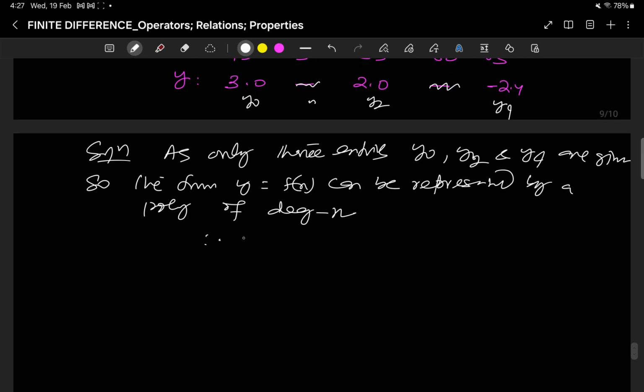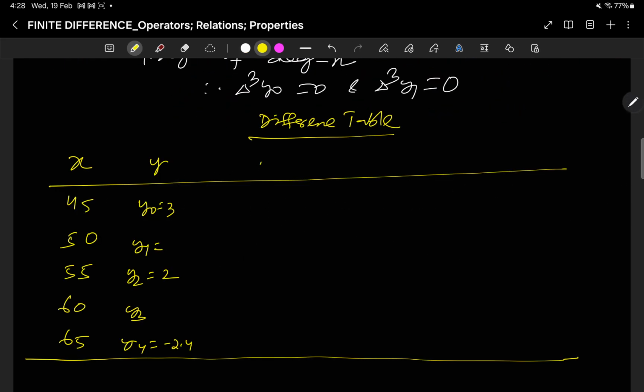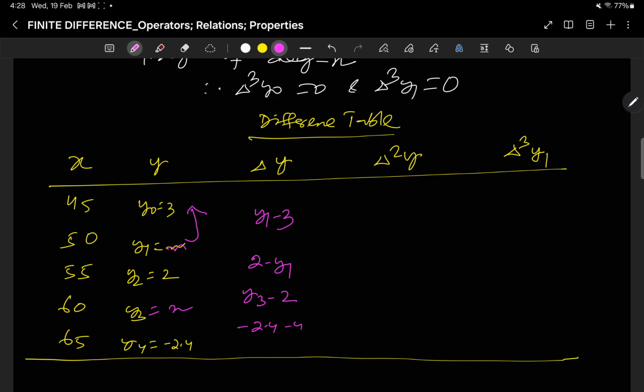So that means therefore here del cube y0 is equal to 0 and del cube y1 is equal to 0. So if you have your table, then the table is like this. So coming to the difference table, it is first order difference, second order difference, and third order difference. Okay, so here these are missing. So first order difference is y1 minus 3, this is 2 minus y1, this is y3 minus 2, and this is 0.4 minus y3.